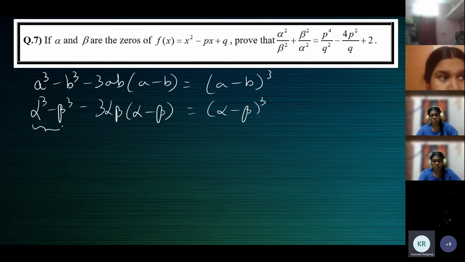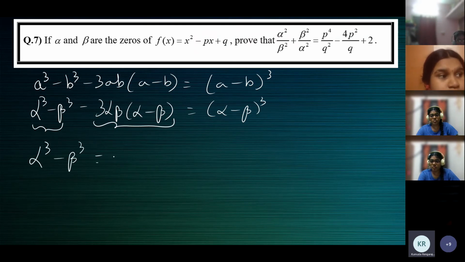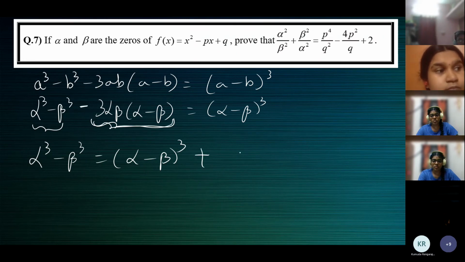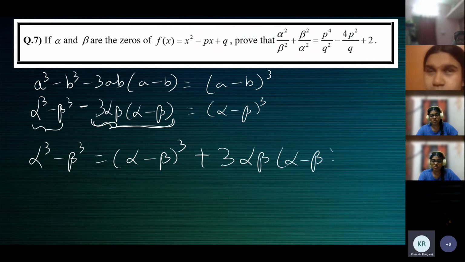So what is alpha cube minus beta cube? You'll have to transpose this. You'll have to take this to the other side. So alpha cube minus beta cube will be equal to alpha minus beta the whole cube. Now this is one term. When you take it to the other side, this minus will become plus. Plus 3 alpha beta into alpha minus beta.